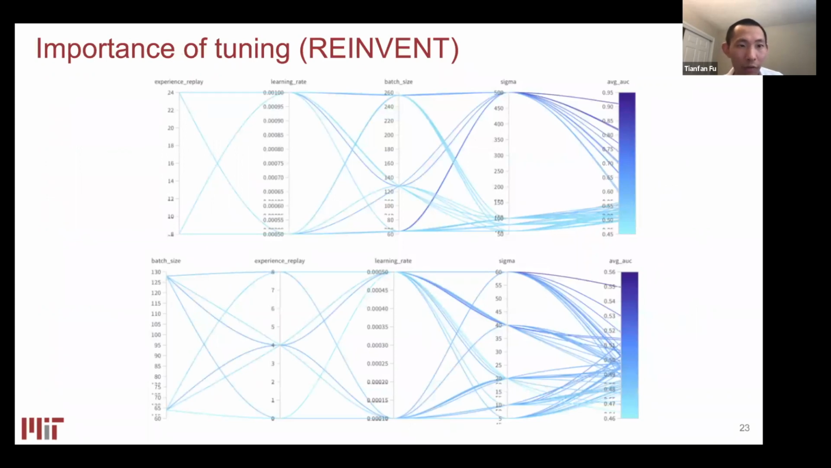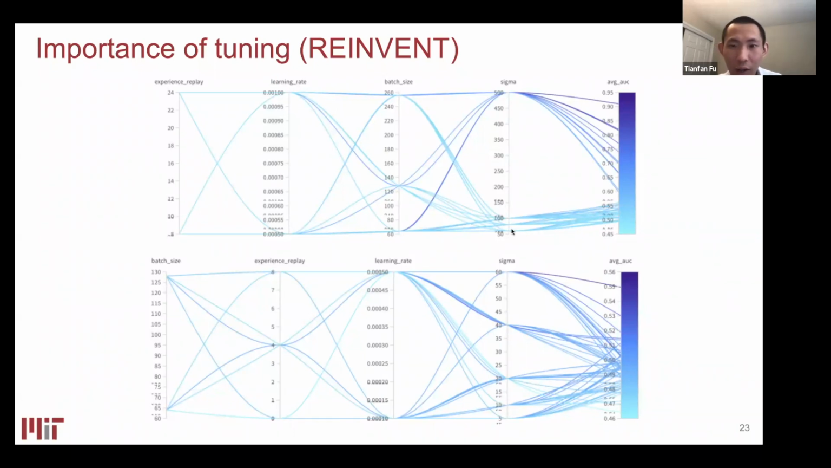We also want to emphasize the importance of tuning. We use REINVENT as an example. There are 4 hyperparameters in REINVENT: experience replay, learning rate, batch size, and sigma. We find if we raise the sigma from 100 to 500, the final performance would increase significantly, while other hyperparameters don't have so much impact on the final performance.